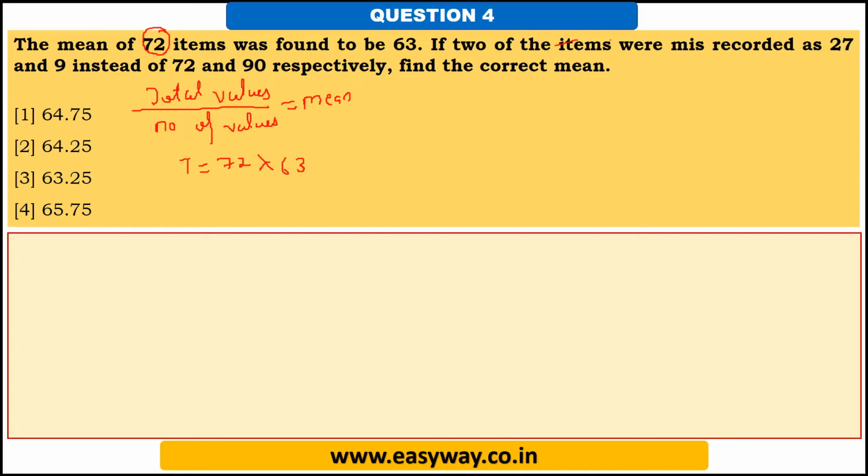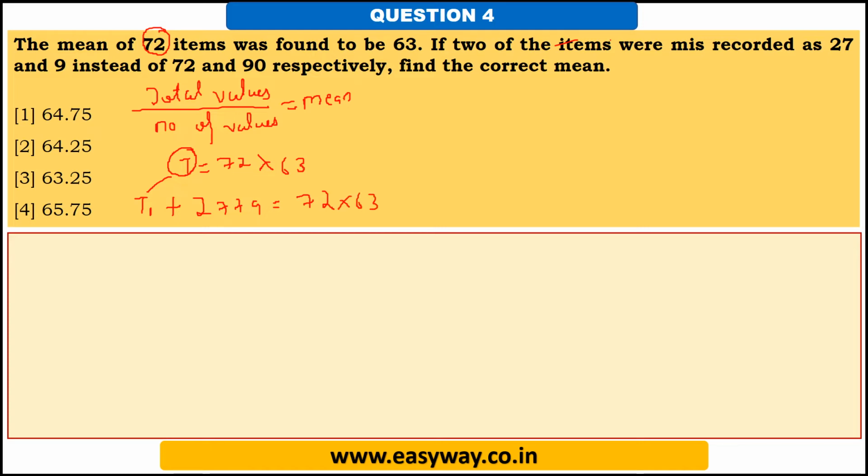Now next they have told us two of the items were misrecorded as 27 and 9. Now in this total values, we have two wrong values, right? That is 27 and 9. So let us say that this T is consisting of T1. This T1 is the value of other 70 items, plus two wrong numbers, two misrecorded numbers, that is 27 and 9. So T1 plus 27 plus 9 will be equals to 72 into 63.